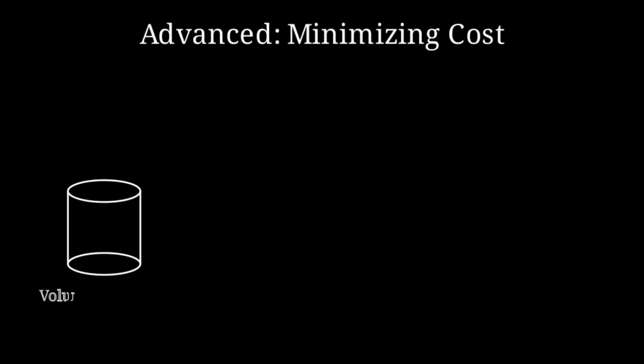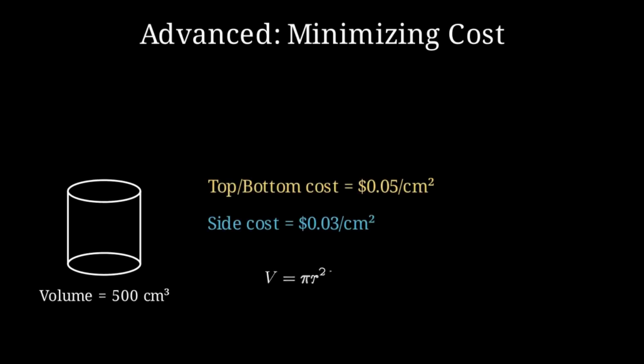Now let's look at a cost minimization problem. Imagine designing a can that must hold exactly 500 cubic centimeters. Different parts of the can cost different amounts. Our goal is to find the radius and height that minimize the total manufacturing cost.